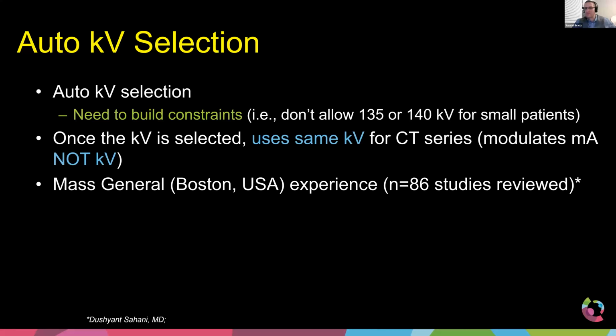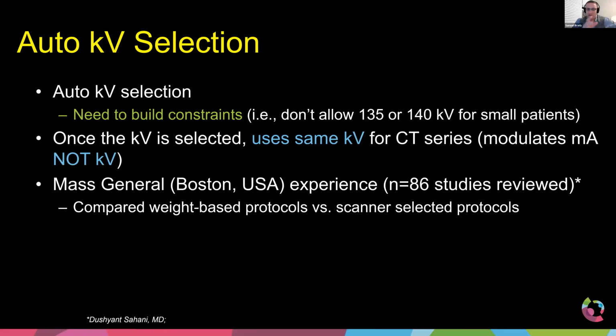So, is this beneficial? There was a study that was done in Boston, which is a city here in the US. And what they did at this hospital is they looked at 86 studies. They kind of broke them down based on the patient weight versus the protocol. And they said, okay, if this patient was 60 kilos, this patient was going to be imaged at 120 kV. If this patient was 40 kilos, this patient was going to be imaged at 100 kV. It's written into the protocol. That's just what would happen if they used the protocol on the system.